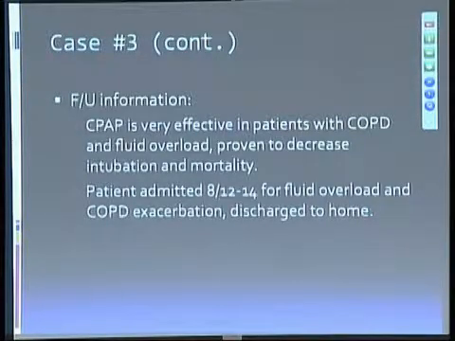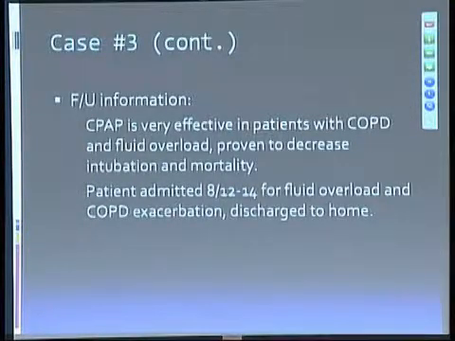He was put on BiPAP, the hospital version of CPAP, on arrival and improved. He was admitted for 2 days total. Fluid is offloaded. He was dialyzed.